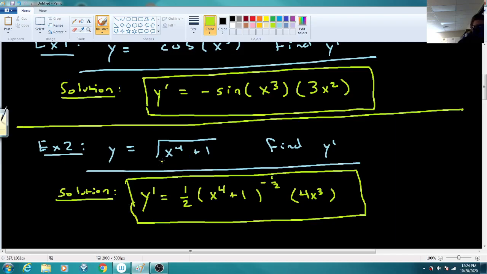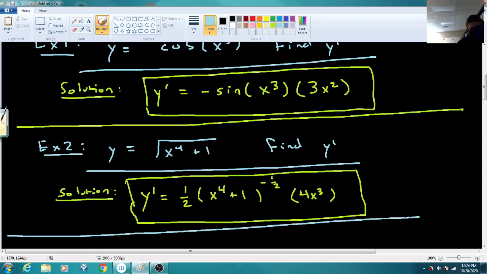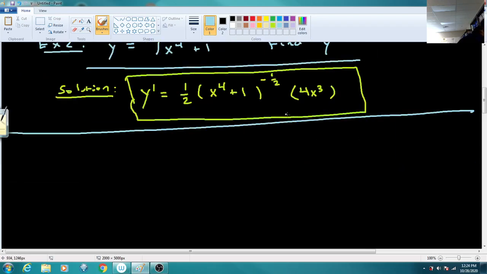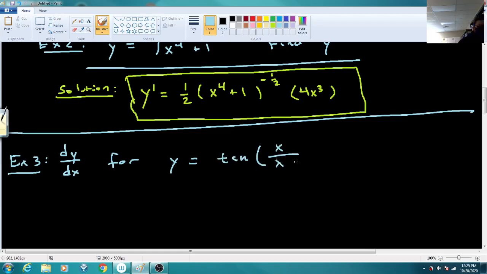So let's take the derivative of the outer function, leave the inner function alone, then multiply by the derivative of the inner function, which we call the inner derivative, and that's how the chain rule is applied. So let's move on to the next couple. So this time they want us to find dy dx for y equals tangent of x over x plus 1.